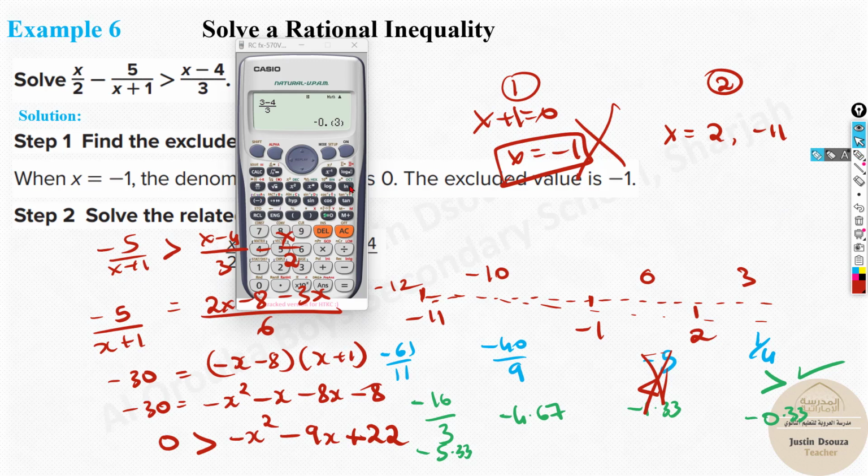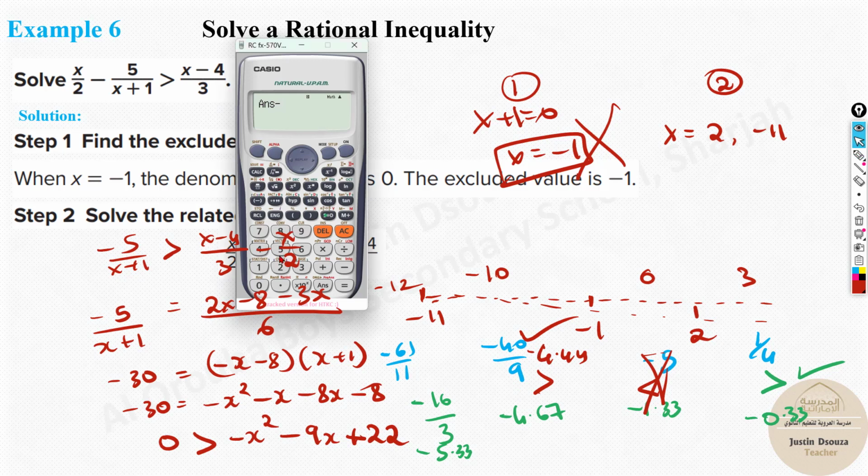What about this? Let us see. That is negative 40 by 9. It'll be near 4 something. 40 divided by 9 is 4.44. Negative 4.44 is greater than negative 6.7. Yes, this is correct. Why? Because smaller values, when they're negative, it's greater.